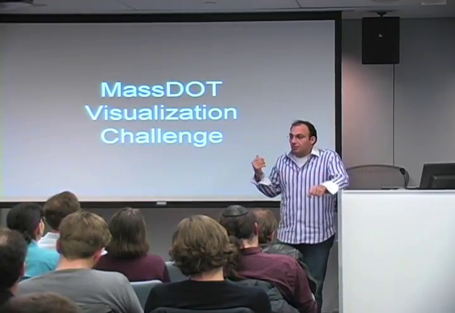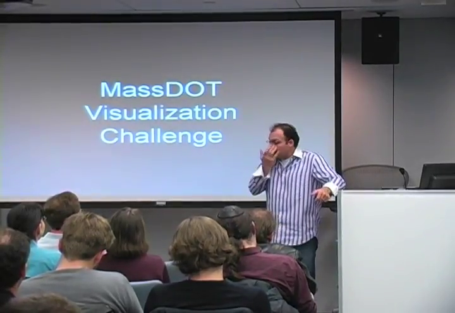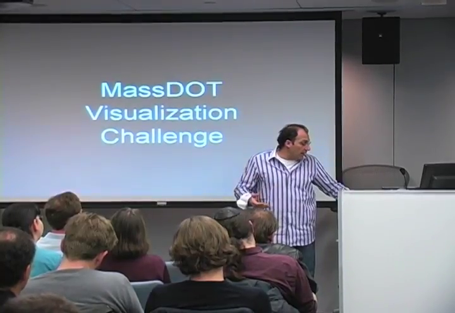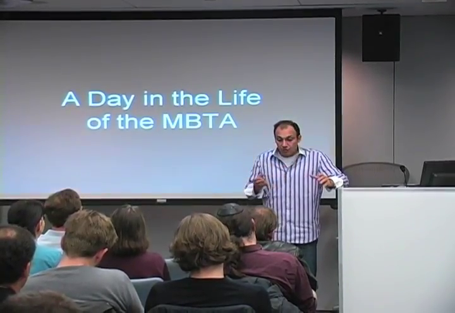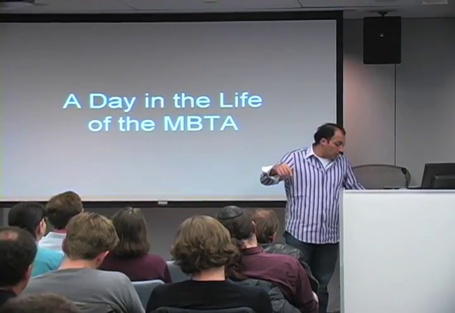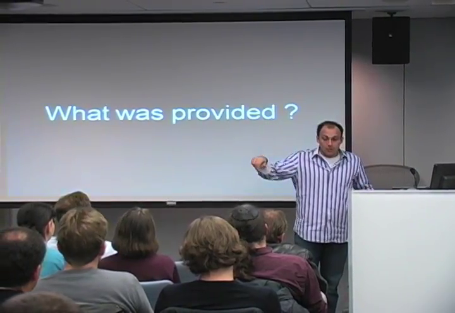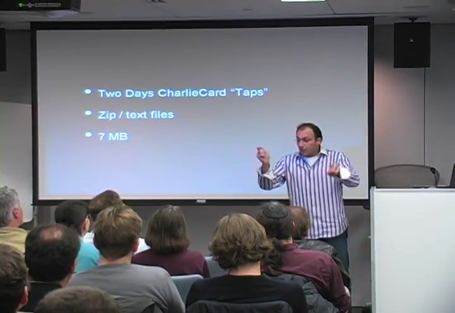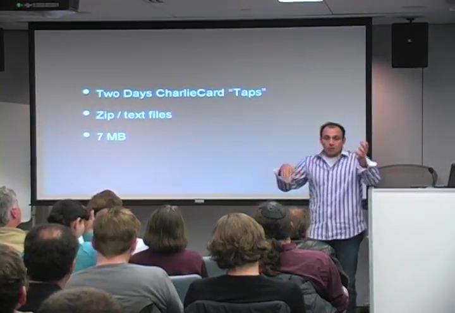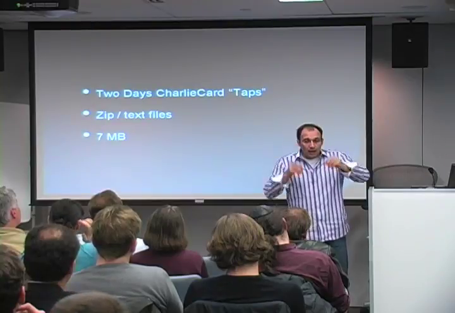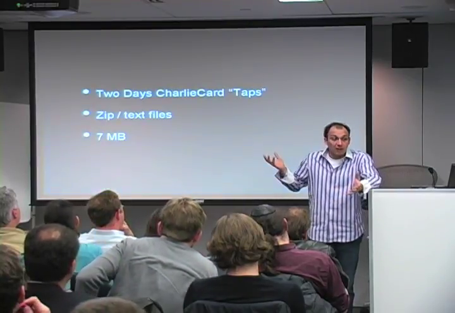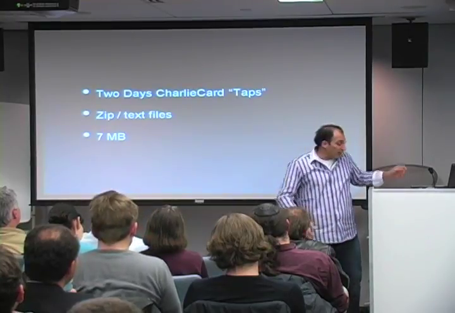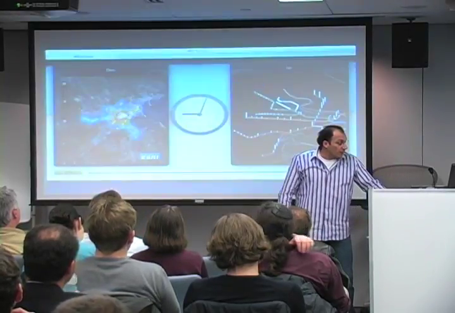Actually, last year OT put up a challenge to do a day in the life of the MBTA. What they basically gave us is just data from the Charlie cards. Every time you tap a card, they collected all this data, and it took 2 days, one in winter and one in summertime. It's a pure text file, nothing but a huge dinky 7 megabyte zip. It was pretty cool actually.